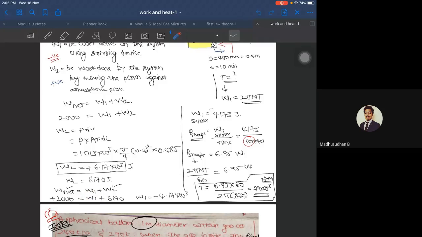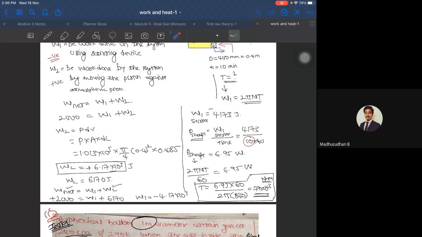So once the W1 is known, the power of the shaft is what? W stirrer by time. So time is taken as 10 minutes here. Always, joules per second is watt. That's why you have to substitute in seconds always. So 10 into 60. So this particular thing is very important. I have just even highlighted that. So if you substitute whatever the value of joule would be there per second, it will be watt. So power of the shaft is nothing but 6.95 watt.